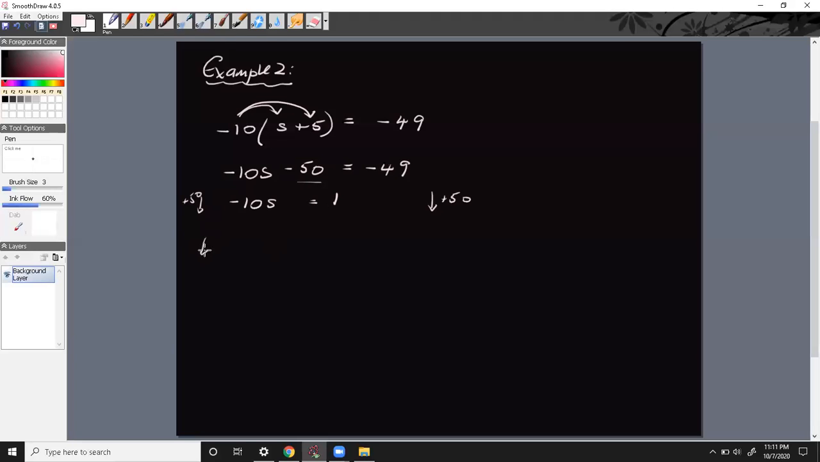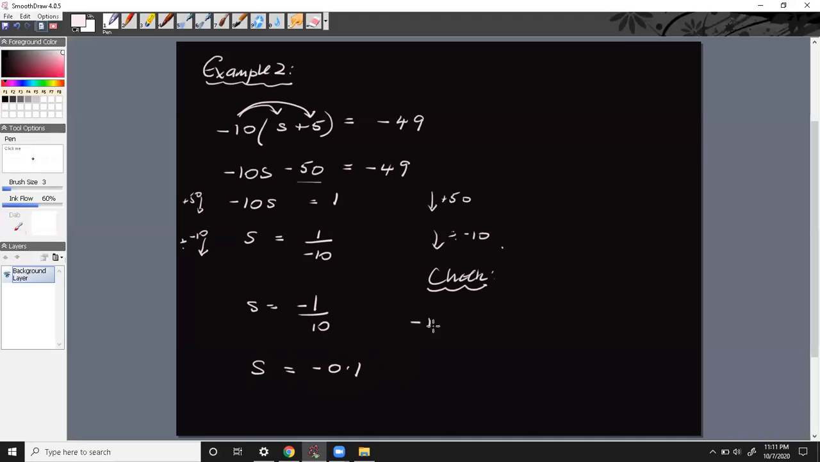So the next thing we have to do is undo the multiplication by minus 10. So that means we have to divide by minus 10. So we're dividing by minus 10. So that's going to leave s is 1 divided by minus 10. And we can leave it like that. We can say that s is minus 1 over 10. Or we could say that s is minus 0.1. It doesn't really matter, okay? But what we do have to do, of course, is we have to check the answer. So we're going to check.